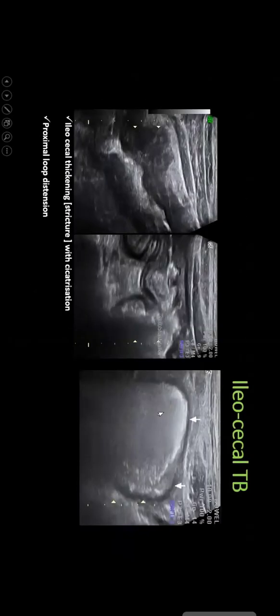Another case of ileocecal tuberculosis presenting with subacute intestinal obstruction, meaning recurrent fullness and vomiting with incomplete obstruction because of this long stricture involving the terminal ileum with cecum and proximal dilatation. This is the strictured area. So there is ileocecal thickening with cicatrization. You can see hypoechoic loss of wall signature, some fibrotic areas. It is irregularly thickened with proximal dilatation. This is again a case of ileocecal tuberculosis presenting with SAIO.